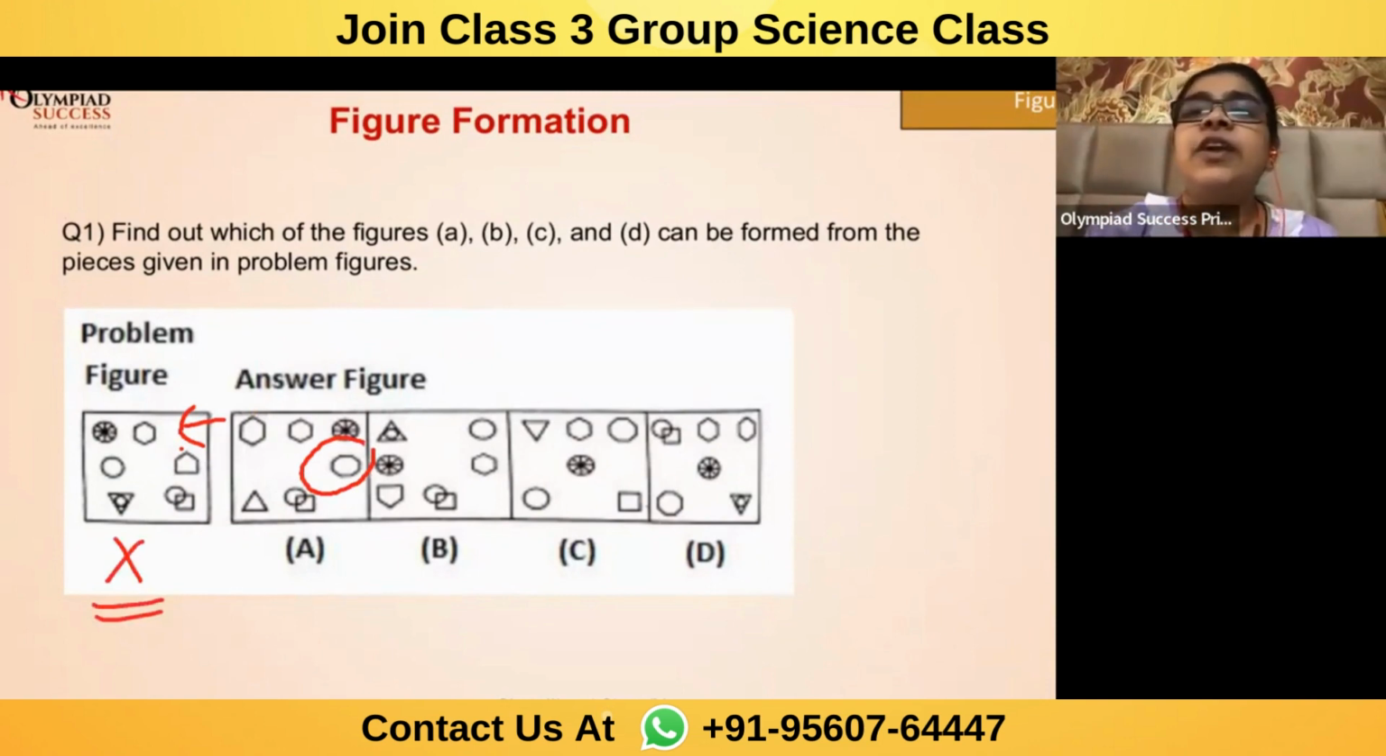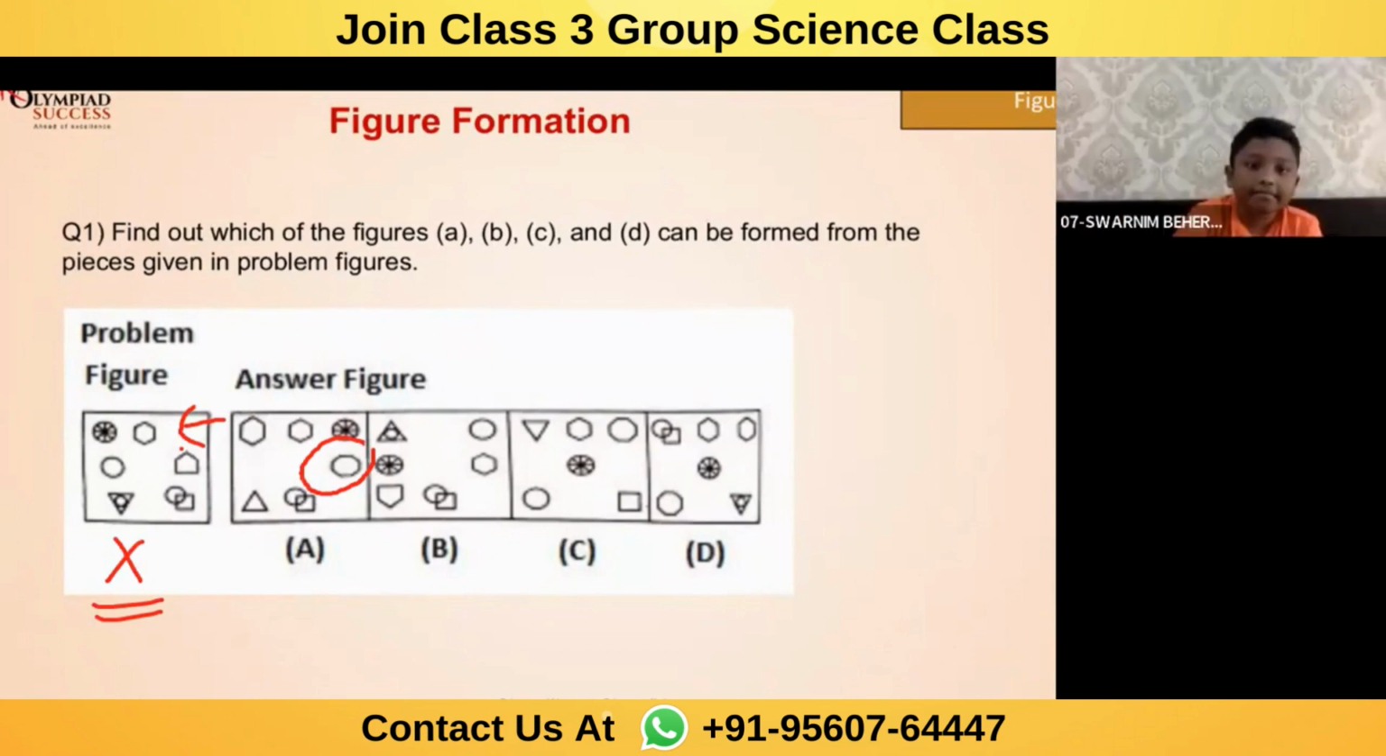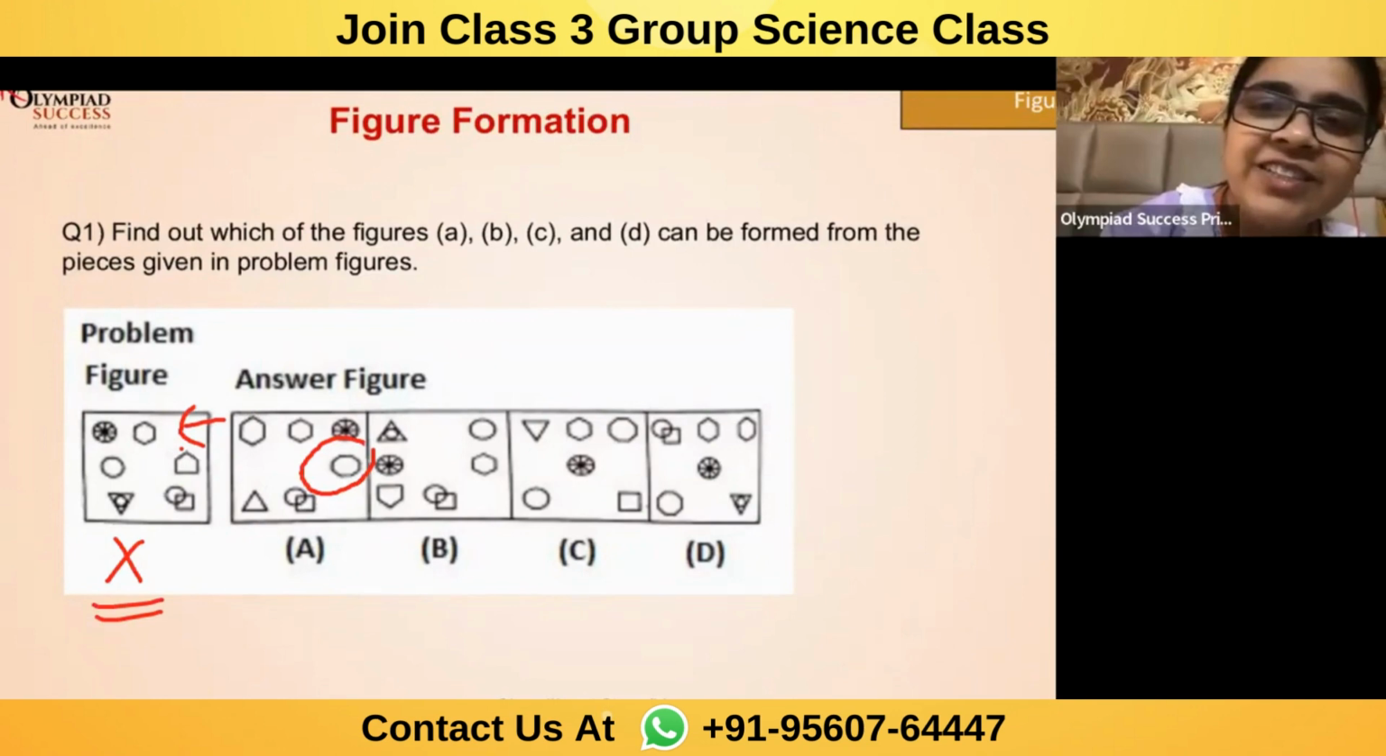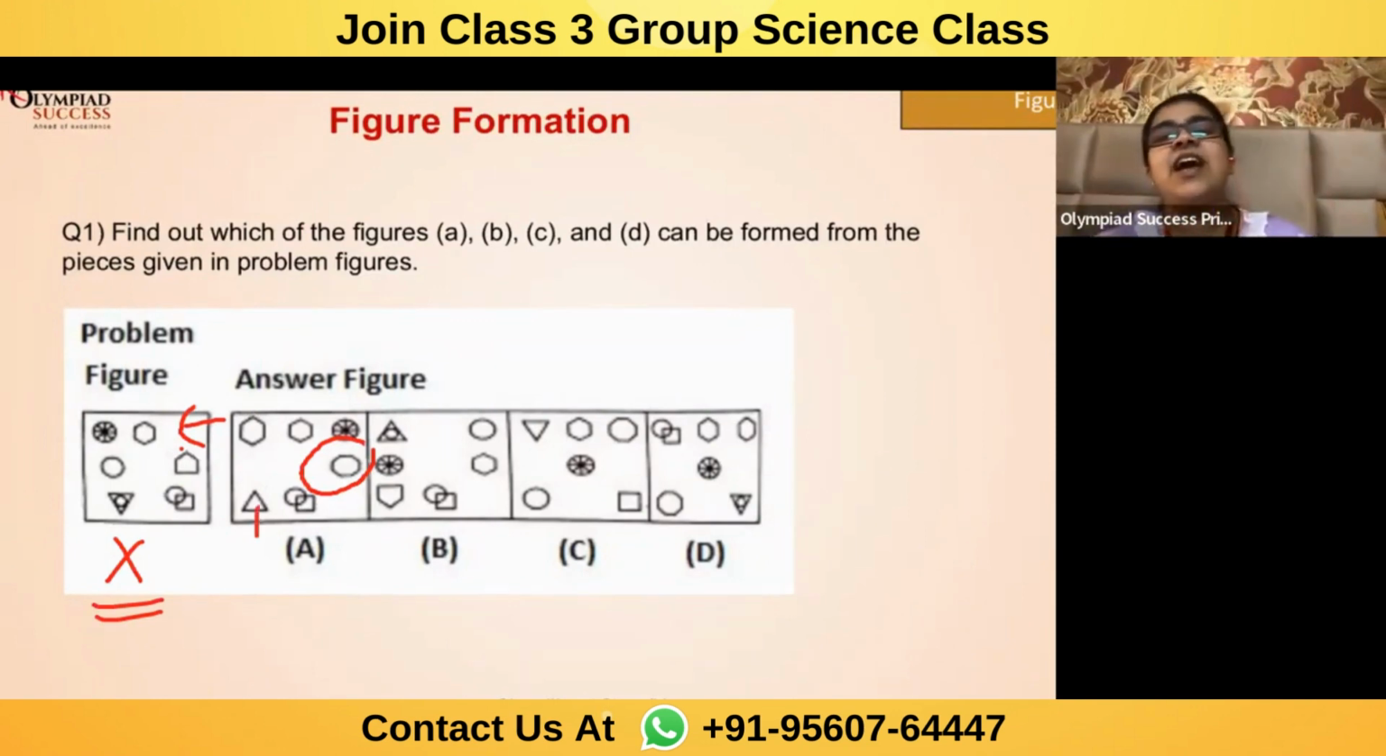Good. Thank you, Meera. You can mute yourself and unraise your hand. Now Swarnim, you tell me. There is another reason why we can eliminate option A. Can you spot that? Yes, ma'am. Because in option A, in that triangle, there is no circle. Good. A circle is missing in this triangle. Very nice, Swarnim. Thank you.